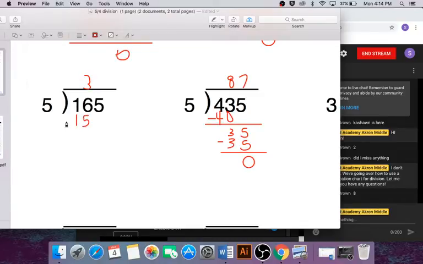16 minus 15 is 1. And then we bring down our 5. So we need to see how many times 5 goes into 15 without going over. We just did that right here. So we're going to put our 3 up here again. This 3 times 5 is 15. And 15 minus 15 is 0.